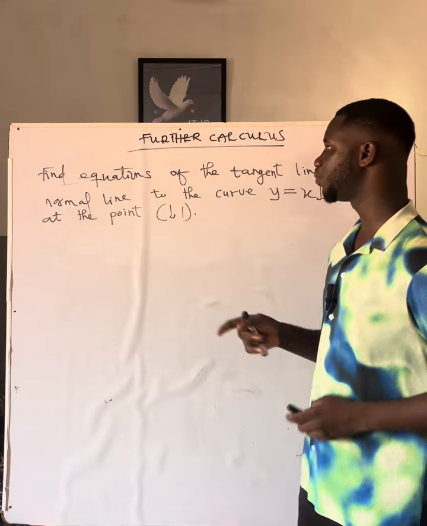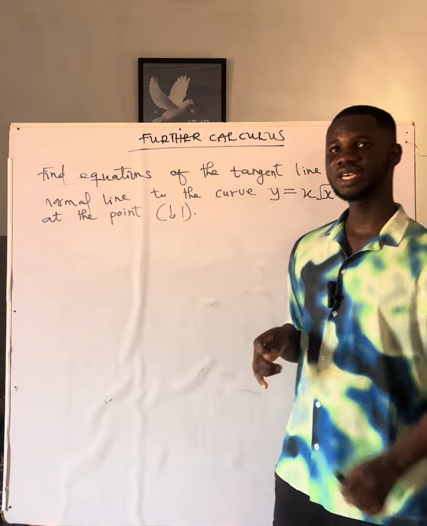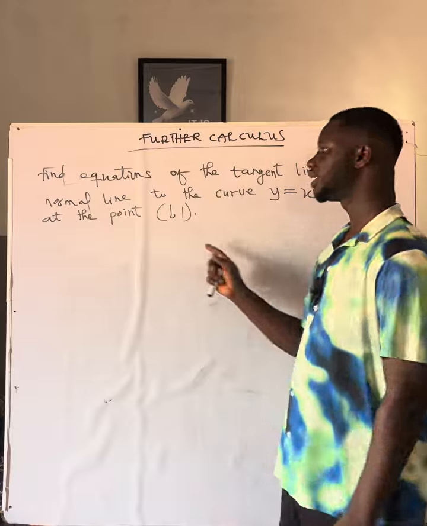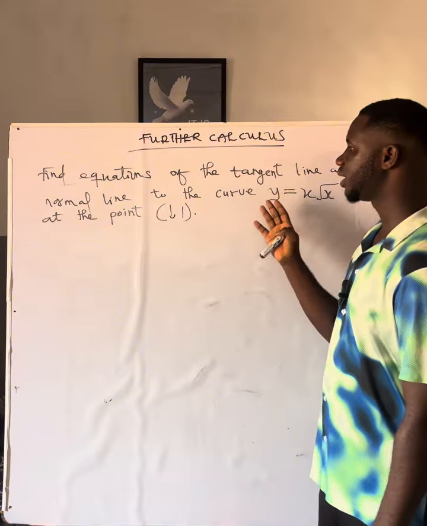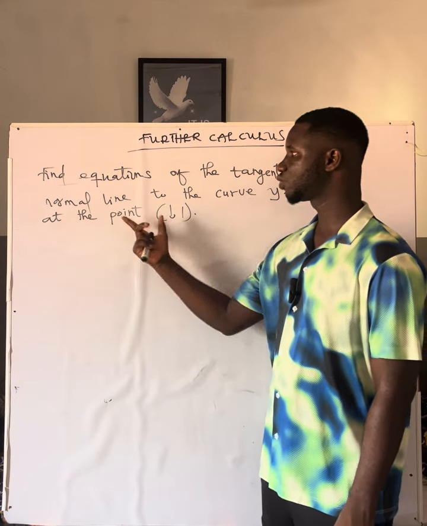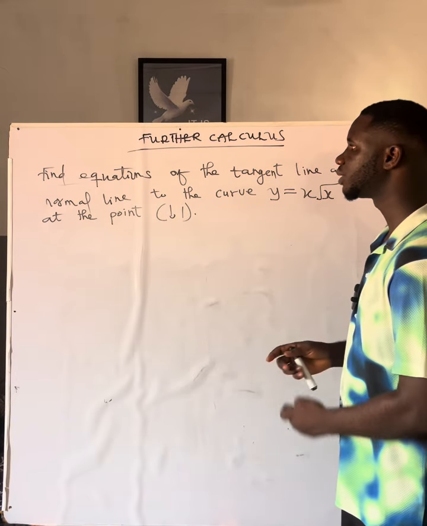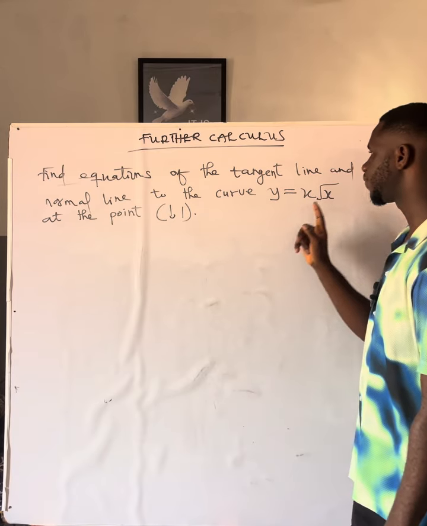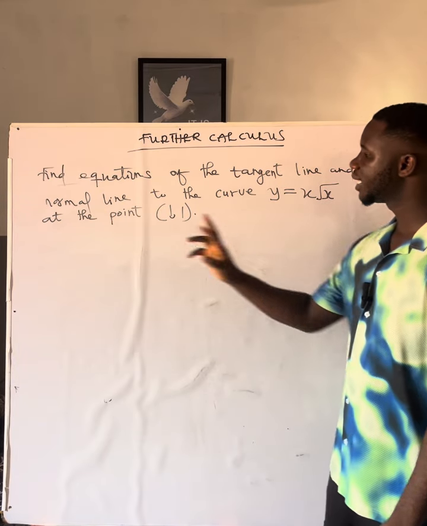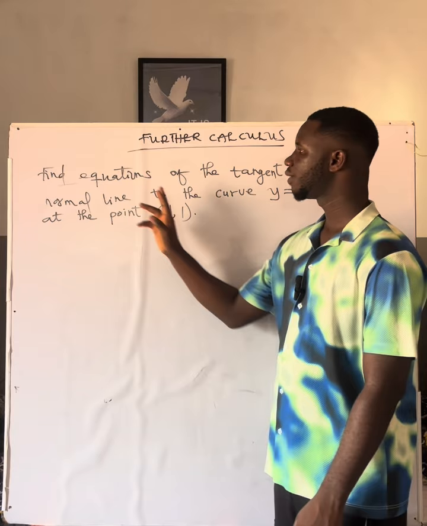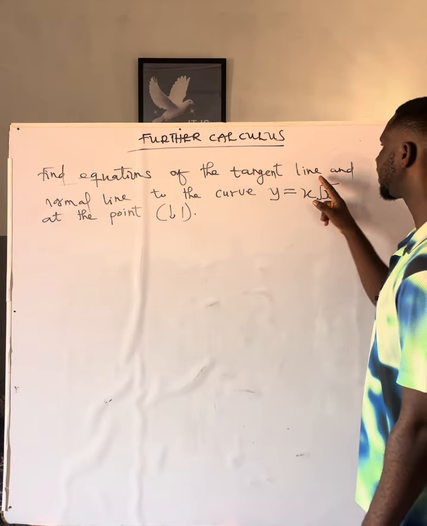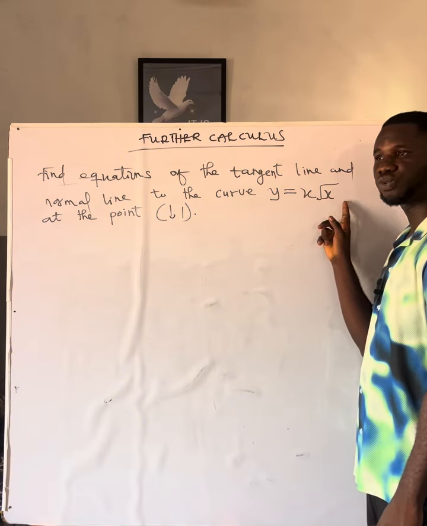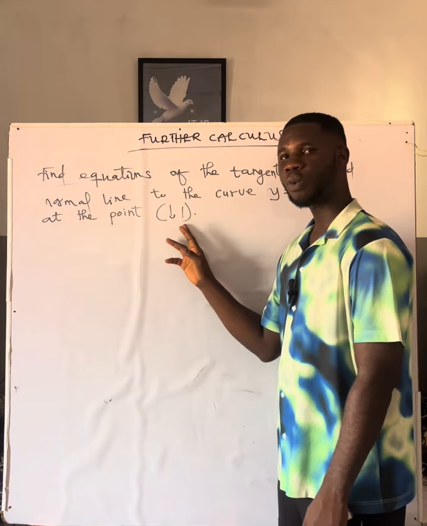With the help of the power rule, let's look at this question. We know that if you find the first derivative, that's the dy dx or the f dash, it gives us the gradient. So let's use that concept to solve this question that we have on the board. Find the equation of the tangent line and normal line to the curve y is equal to x root x at the point 1, 1.